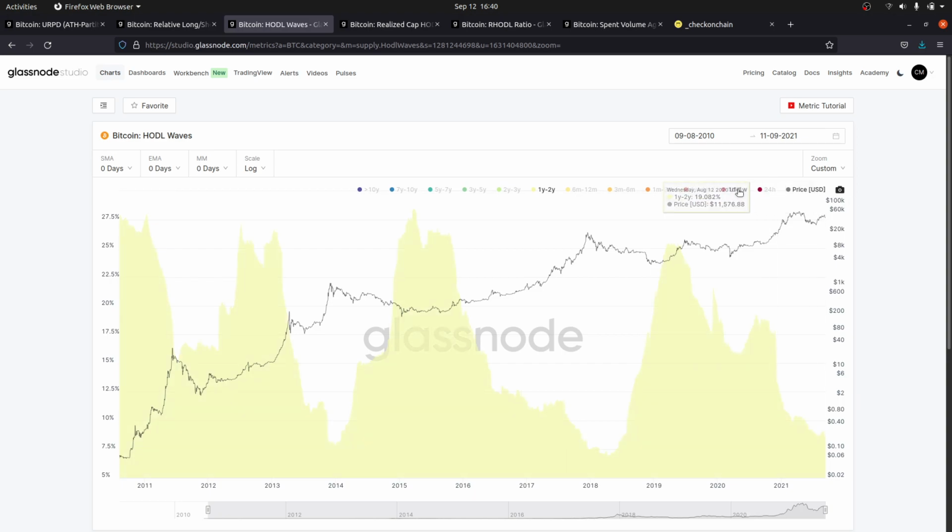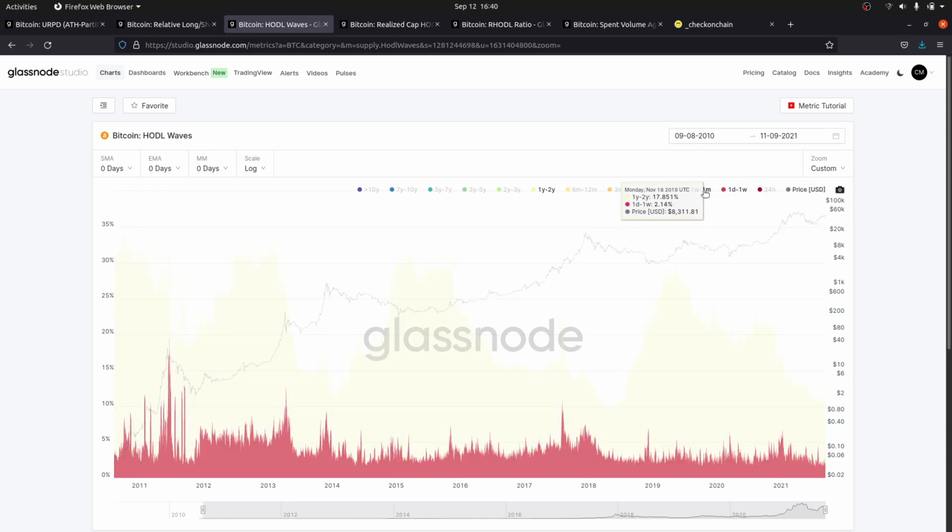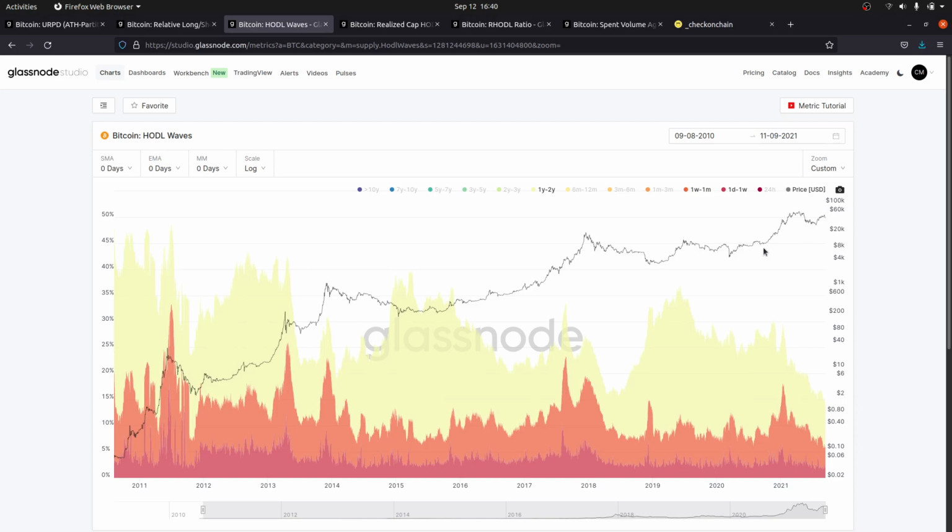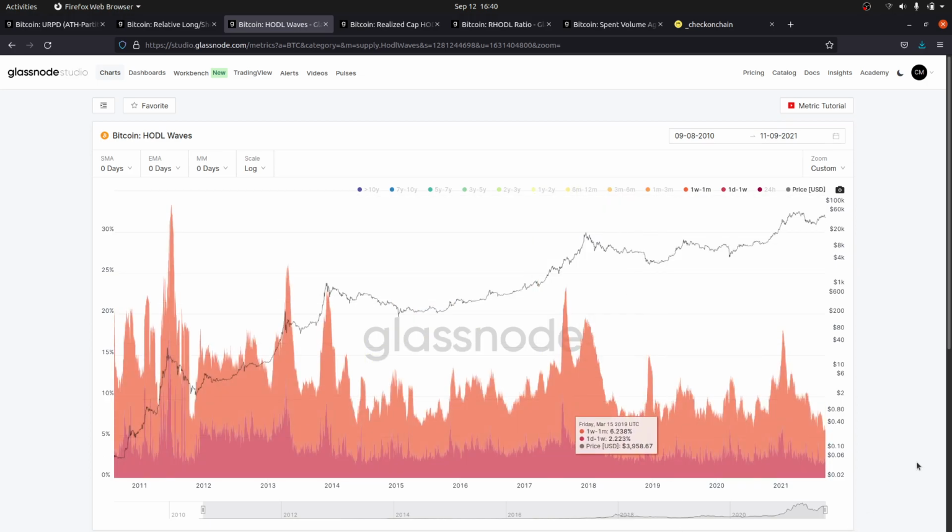Now, what's the converse side of that? We've got our 1 day to 1 week and our 1 week to 1 month. Now it's turn off our 1 year. Now, this is the exact opposite pattern. They peak during bull markets and blow off tops.